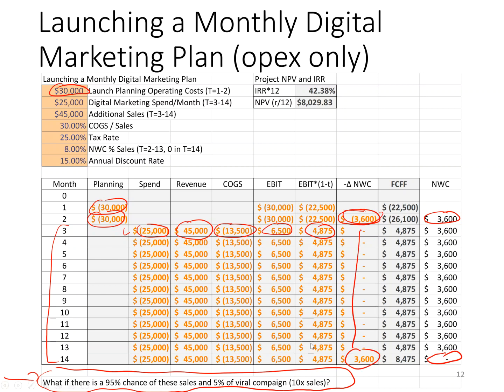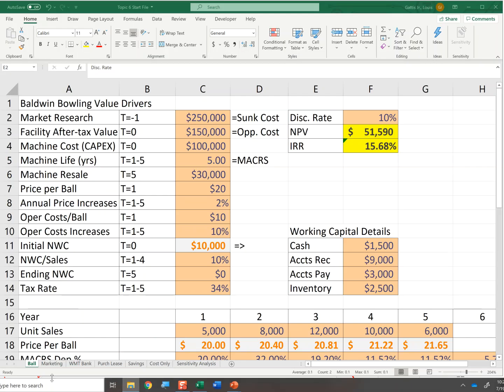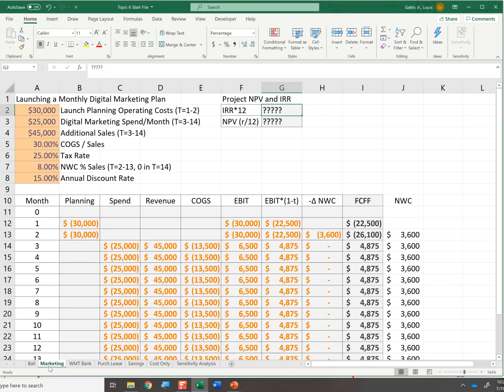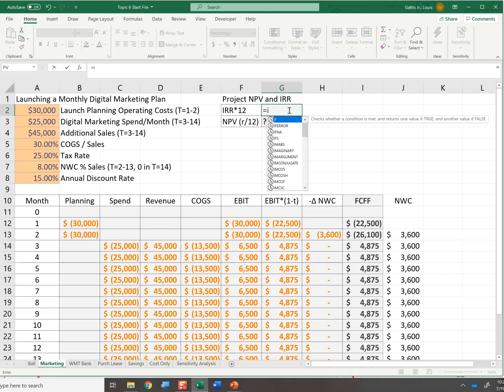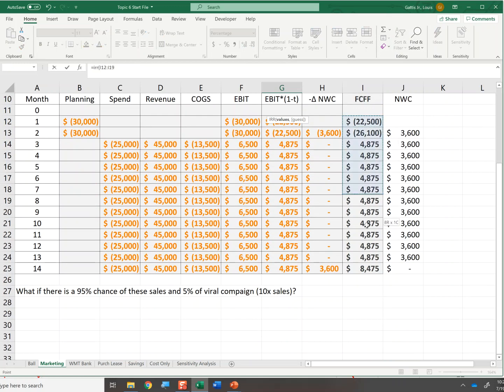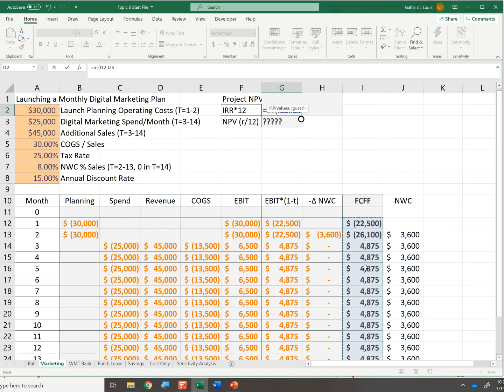So let's take a look at the spreadsheet and calculate the IRR and NPV of this monthly digital marketing plan. I'm going to click on Marketing Worksheet, and you can see it's all completed except for the IRR and NPV. Again, we see all our costs, revenues included. And so the last thing we just have to do is calculate the IRR. Now, if I just calculate the IRR of the free cash flows, starting with the initial cash flows, that will give me a monthly IRR.